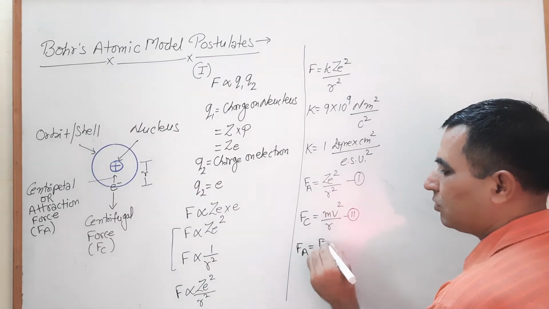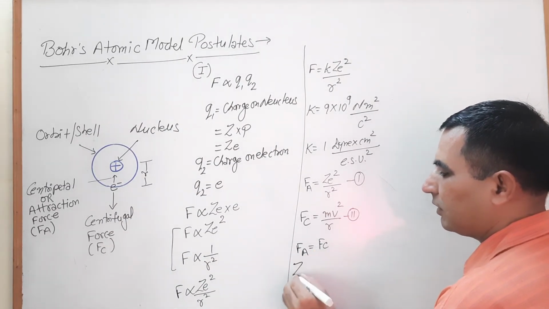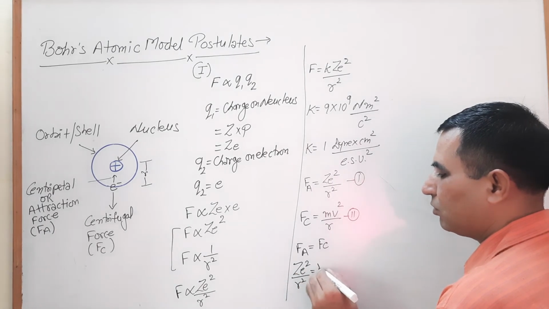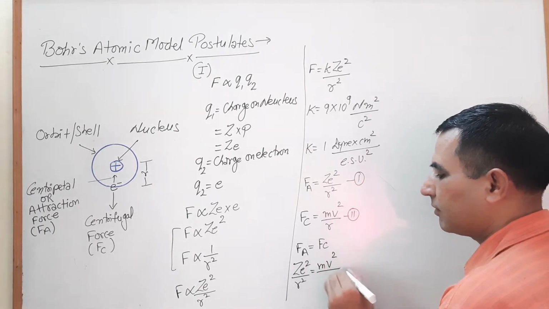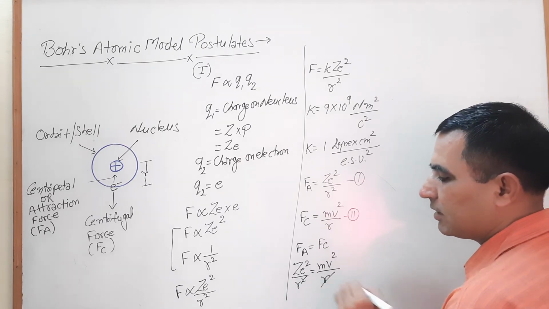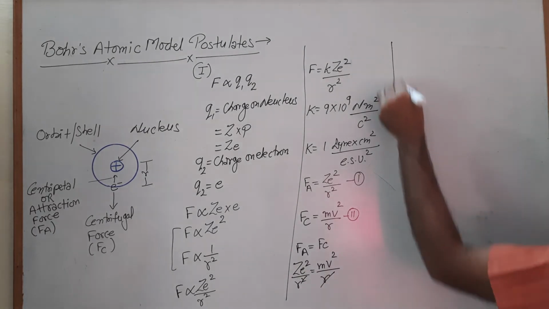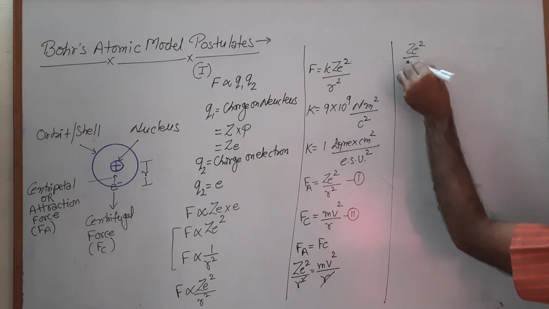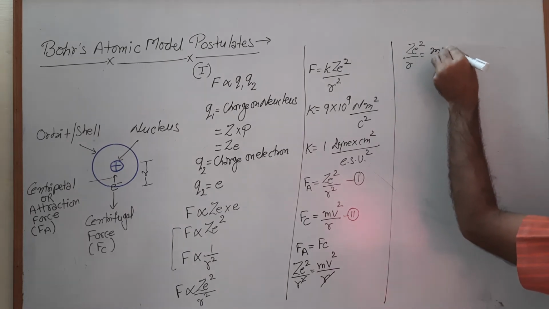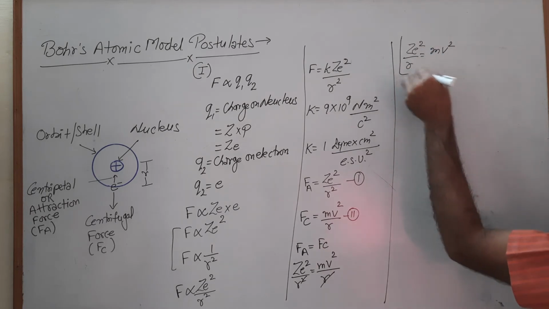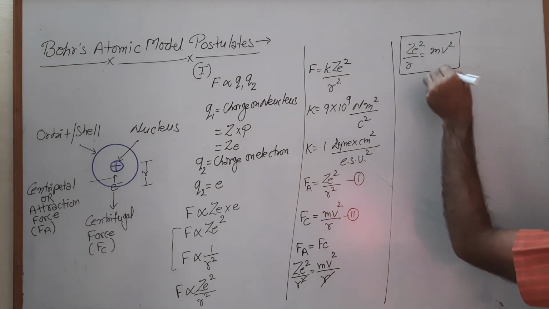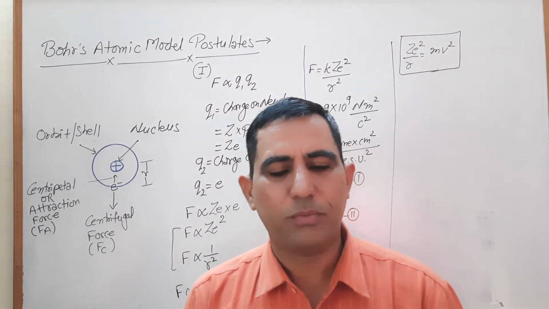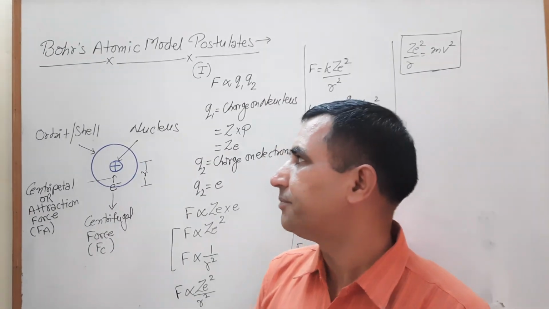Fa is equal to Fc, or Ze square by r square is equal to mv square by r. One r is cancelled by one r. So our final equation is Ze square by r is equal to mv square. It is known as the first postulate of Bohr theory.